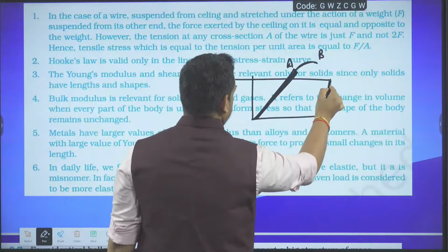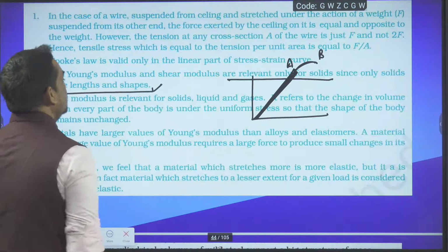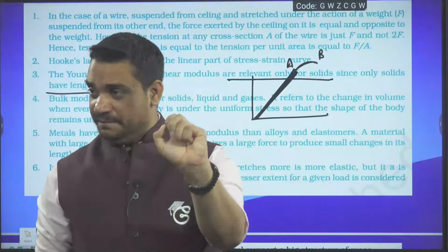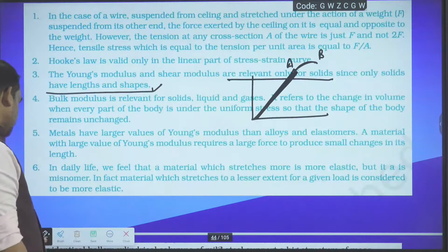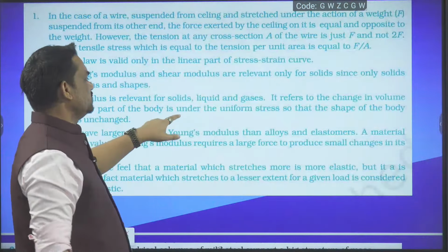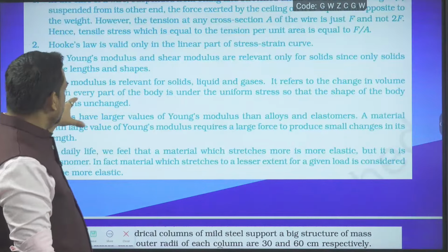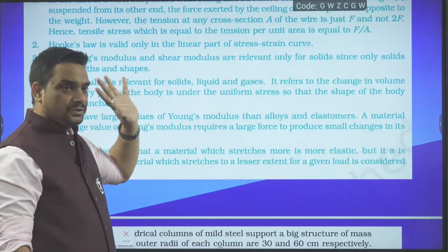Young's modulus and shear modulus are relevant only for solids, since only solids have length and shape. So Young's modulus and shear modulus are defined for solids only. However, bulk modulus we can define for all. Bulk modulus is relevant for solids, liquids and gases. It refers to the change in volume when every part of the body is under uniform stress.